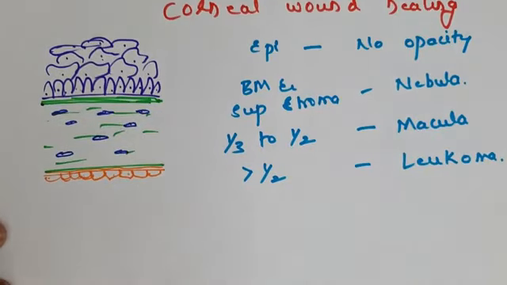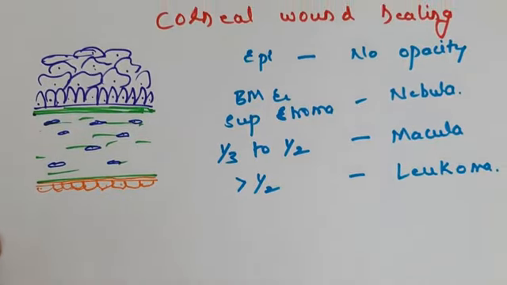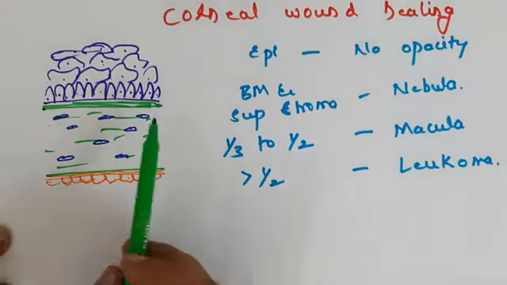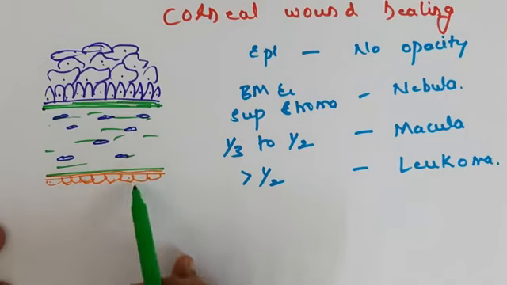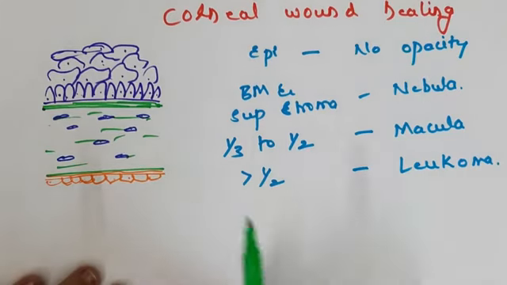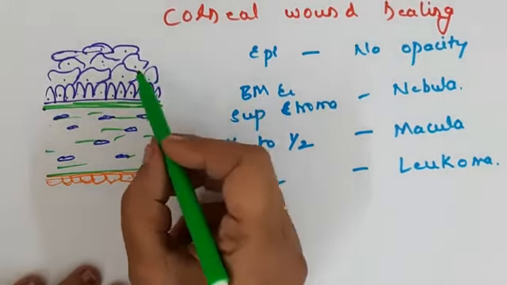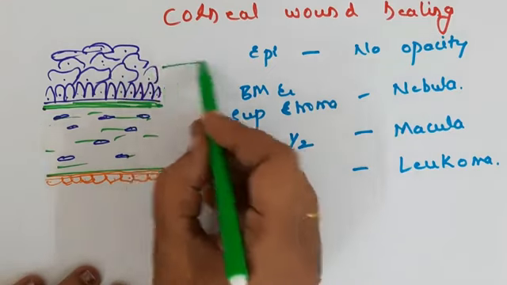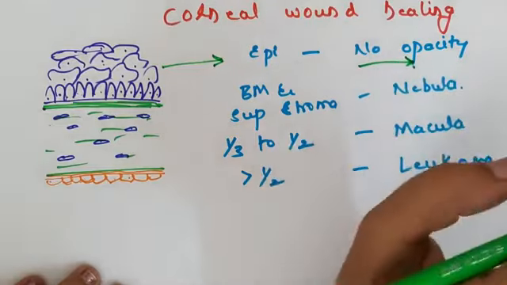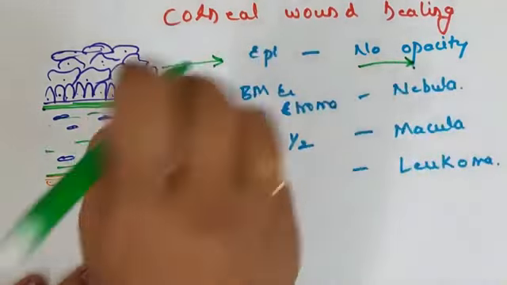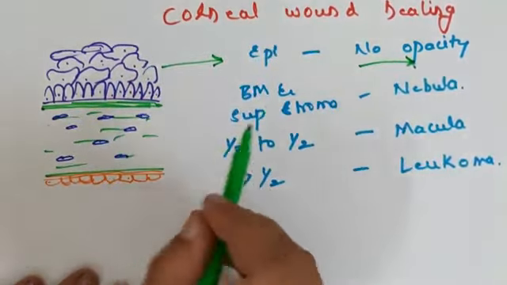So coming to the last part of the discussion, that is corneal wound healing. As you know, there are various layers of the cornea: epithelium, Bowman's membrane, stroma, Descemet's membrane and the endothelium. If there is a wound or breach in the epithelium only, there is no corneal opacity left behind. The epithelium will heal back and the cornea will remain transparent.